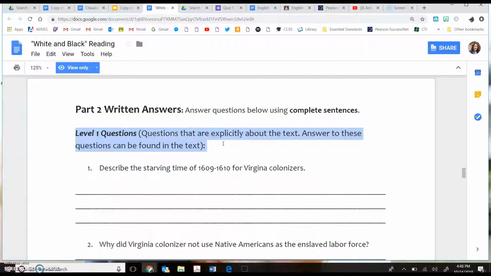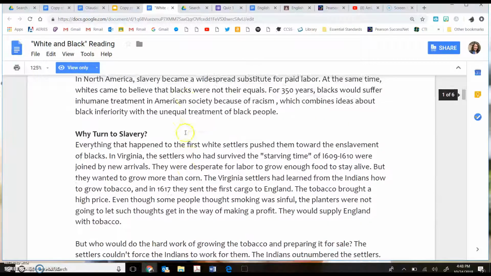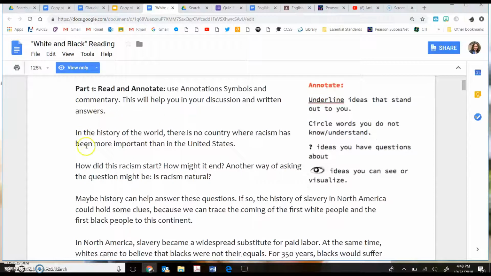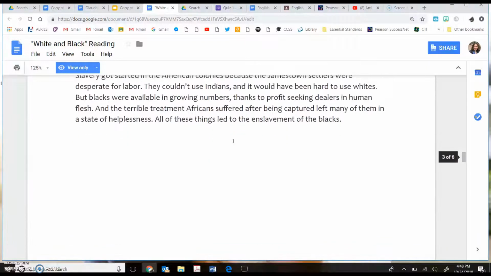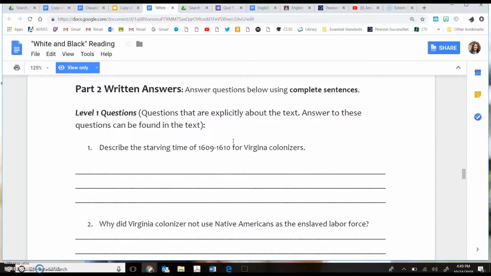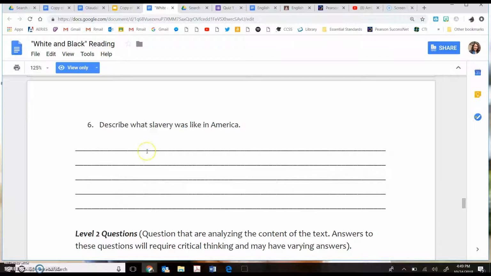Along with this, I want to know exactly what paragraph you found your answers in. So please go ahead and number your paragraphs starting right here within the history of the world. You should have 16 paragraphs altogether. So number your paragraphs so that when you answer number 1 through 6 on pages 4 and 5, you can tell me what paragraph you found your answer in.